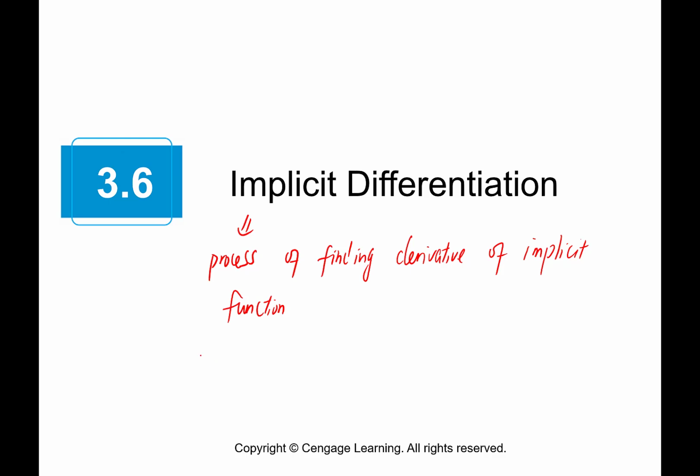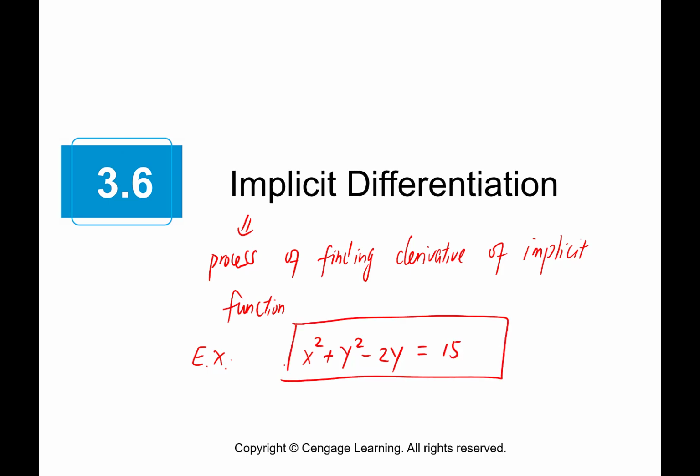A typical implicit function looks like this: x squared plus y squared minus 2y equals 50. Alright, this is a typical implicit function. And basically, for any implicit function, it's very difficult to express y in terms of x, almost impossible, right? That's why we call it an implicit function.